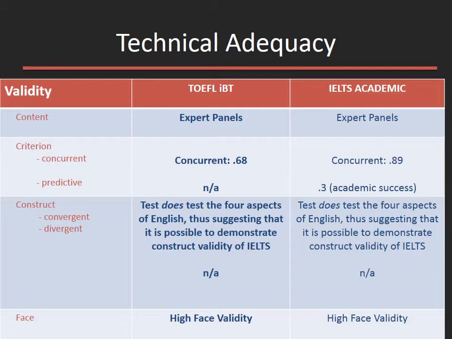It does not report any statistics or coefficients on construct validity, yet the measure, like the IELTS, does test the four aspects of English, thus suggesting that it is possible to demonstrate construct validity for the TOEFL to some extent. The TOEFL is considered to have a high face validity based on its reputation as a leading ESL test globally. This left me somewhat puzzled how a commonly used measure such as this does not report more of its validity findings.